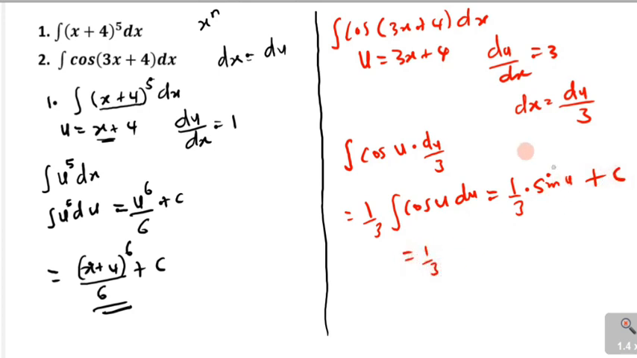U is 3x plus 4, so we're going to substitute that back. Sine 3x plus 4 plus c. So that gives the answer to the next part.